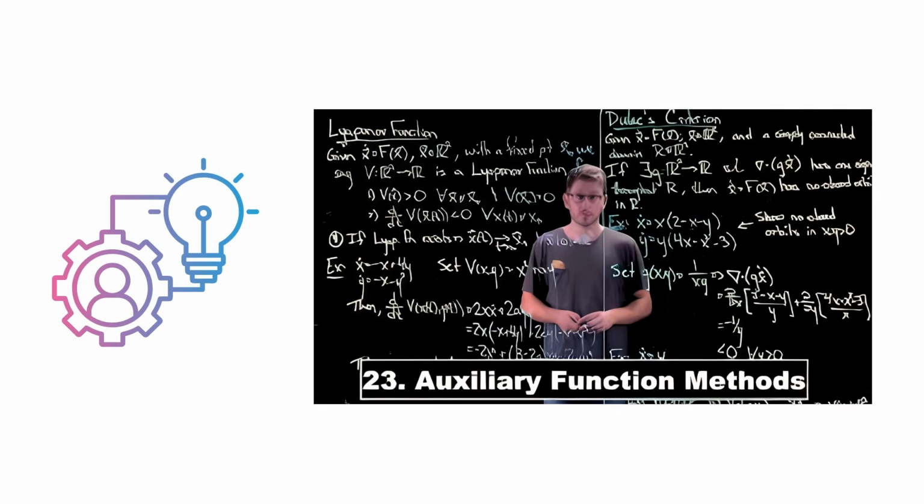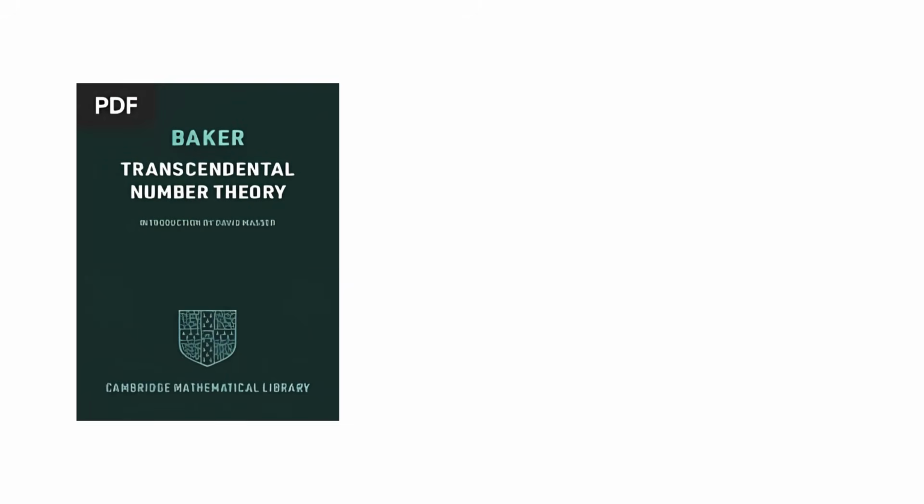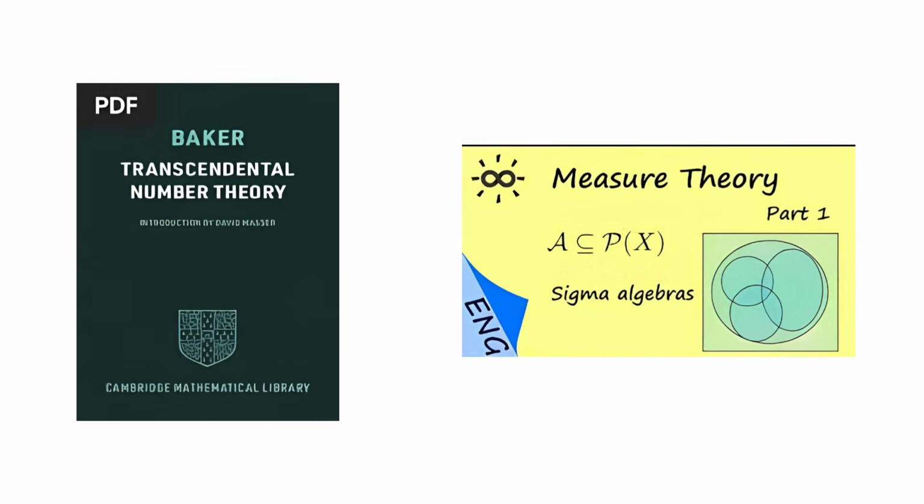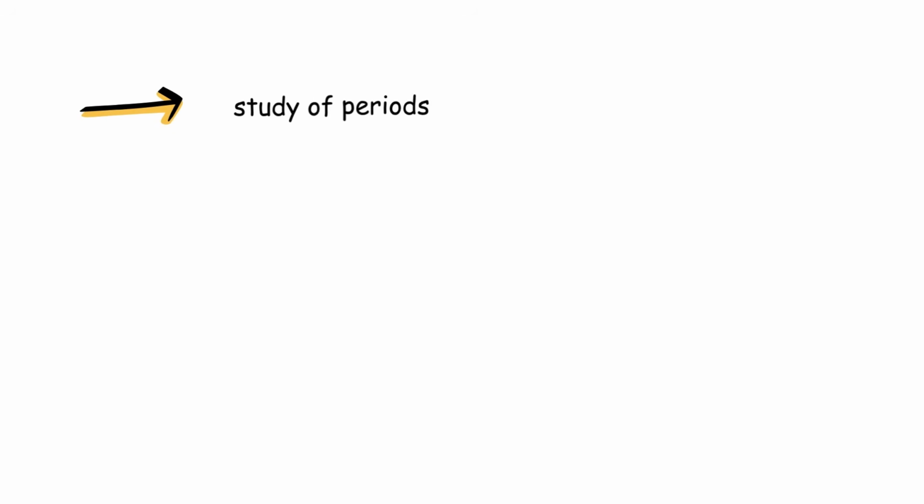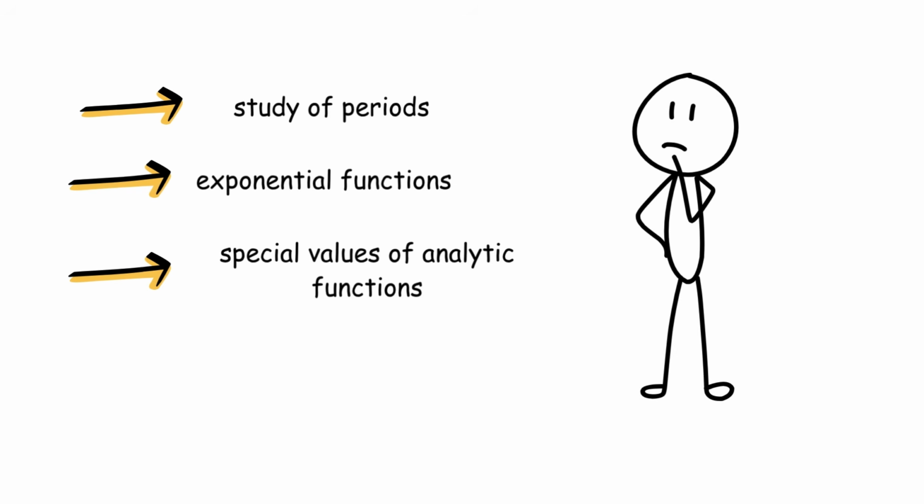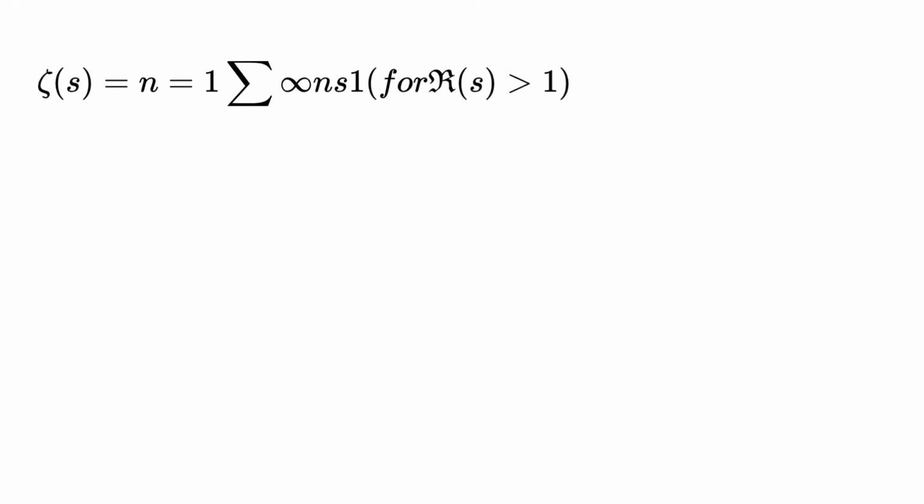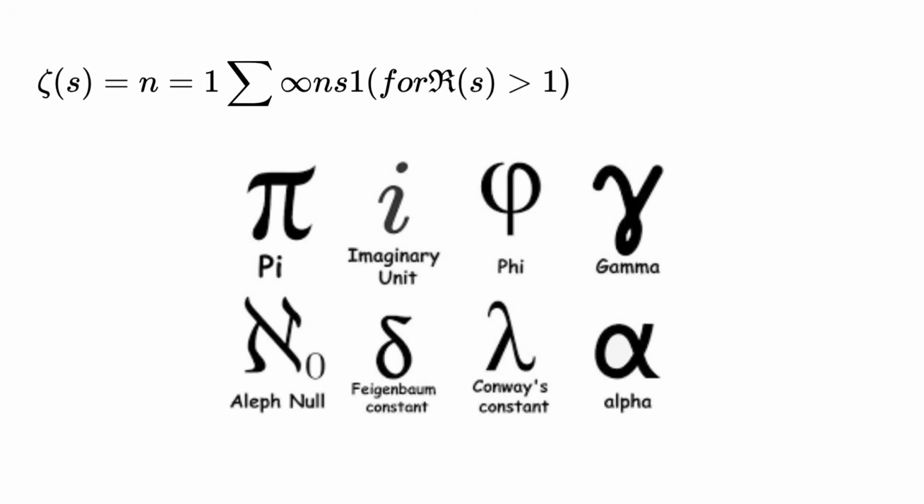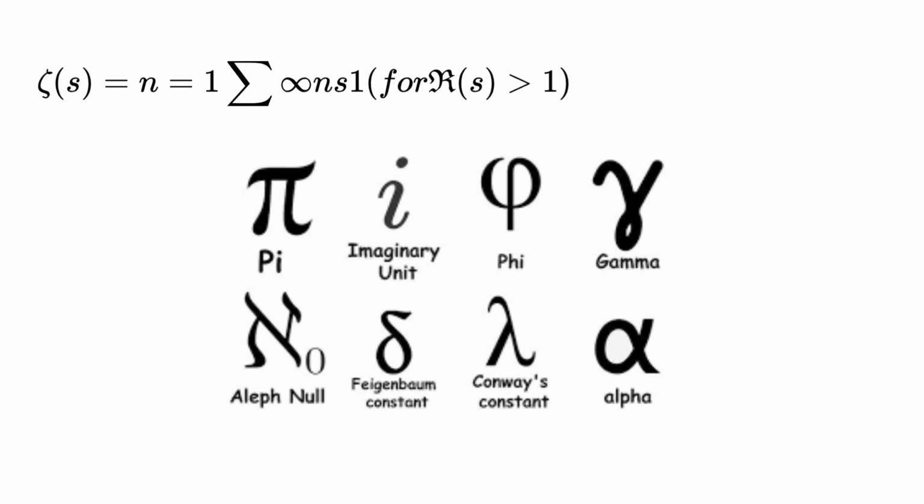It includes techniques for proving transcendence such as auxiliary function methods, Baker's theory of linear forms in logarithms, and measure-theoretic approaches, as well as the study of periods, exponential functions, and special values of analytic functions. Its scope extends to questions about the transcendence of constants arising in analysis, such as values of the Riemann zeta function at integers, essential in understanding the deep structure of mathematical constants.